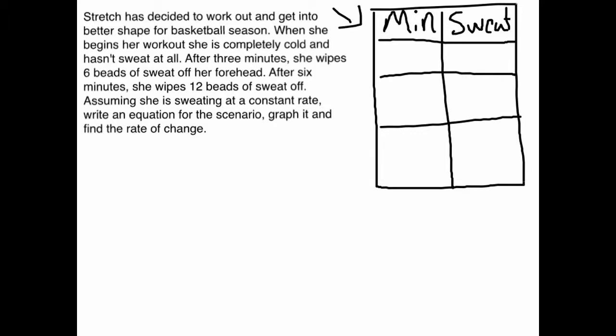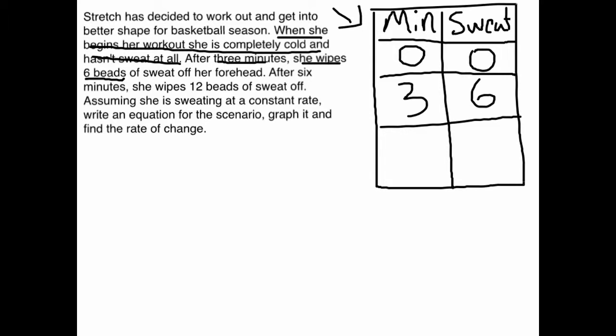All right, the first thing I need to do is go ahead and fill out this table. I'm given a whole bunch of numbers. The first thing I'm told is when she begins her workout, she's completely cold and hasn't sweat at all. If she's worked out 0 minutes, she's sweat 0 beads of sweat. Those are going to be my first values in my table. After 3 minutes, I can go ahead and fill in 3. She wipes 6 beads of sweat off her forehead. So that tells me after 3 minutes, she's sweat 6 beads. After 6 minutes, she wipes 12 beads of sweat off.